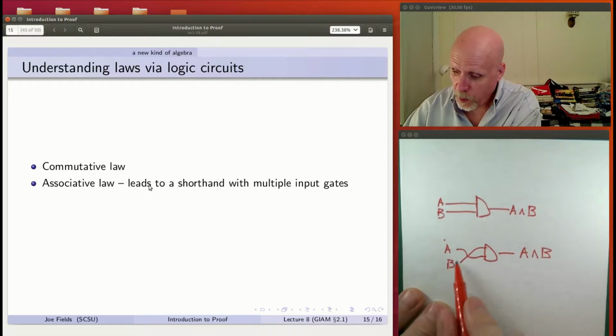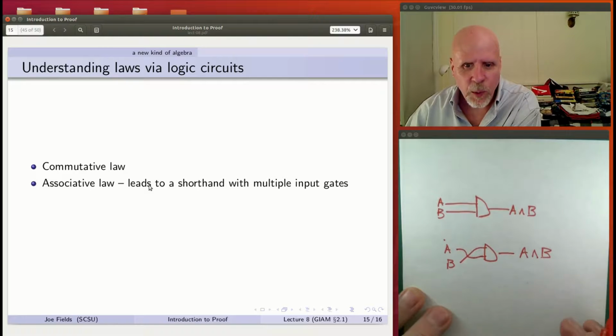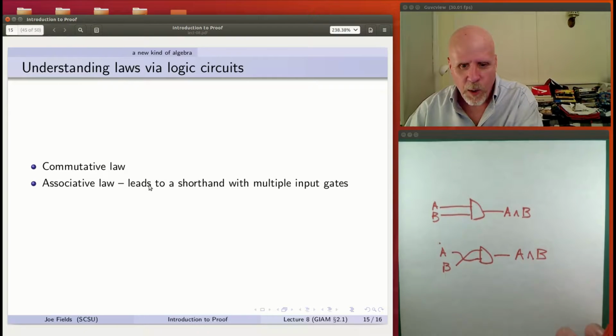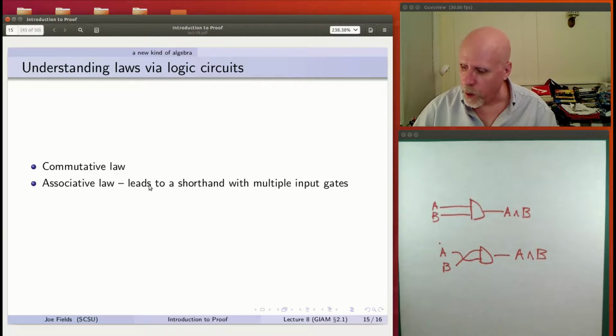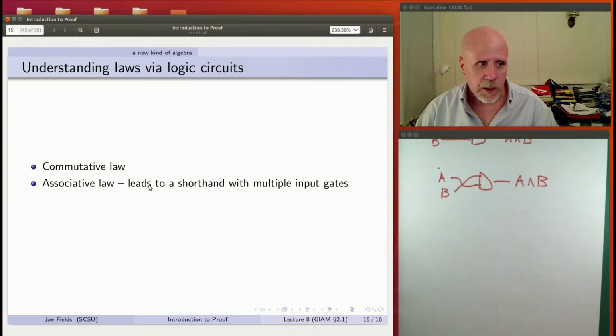But this thing is really B and A, isn't it? So it's telling you that commutation works. You can, because the wires could be easily switched without having any effect on the output. The symbols could be switched in an algebraic expression. That one's easy.